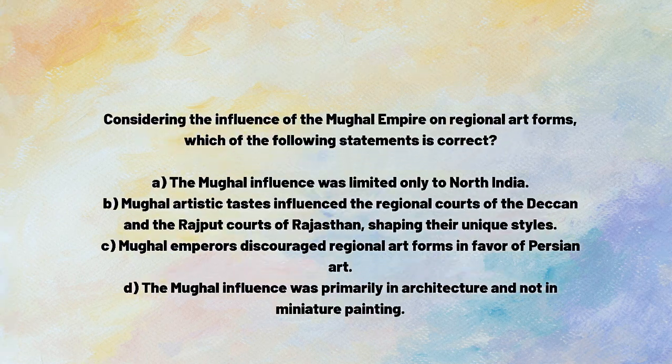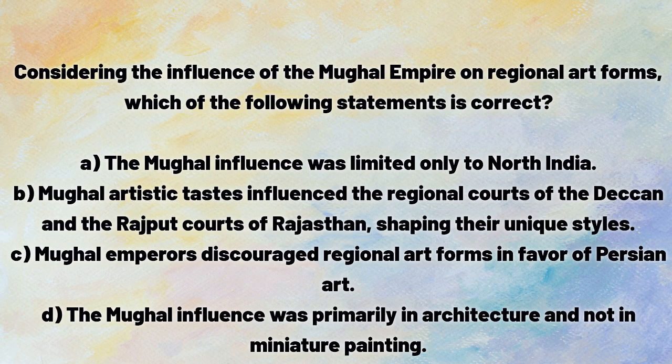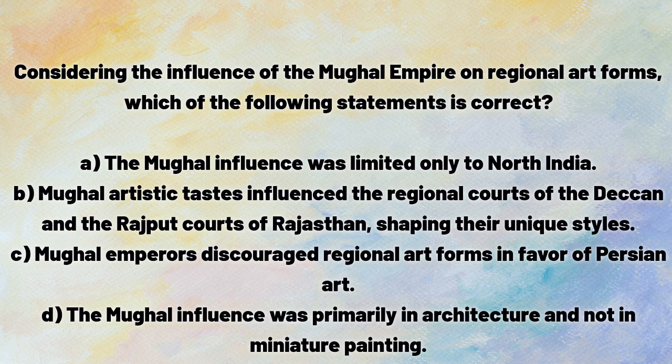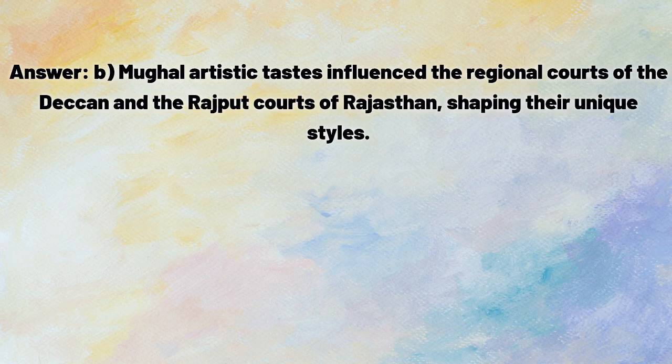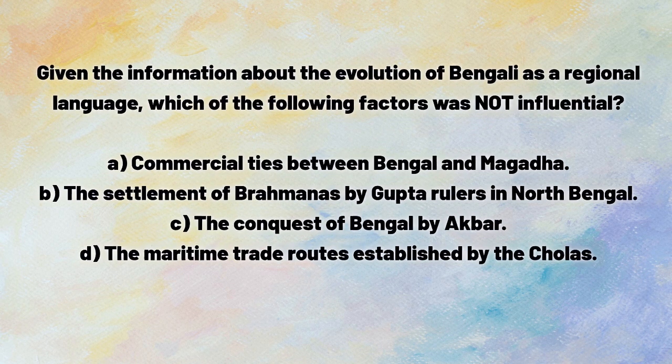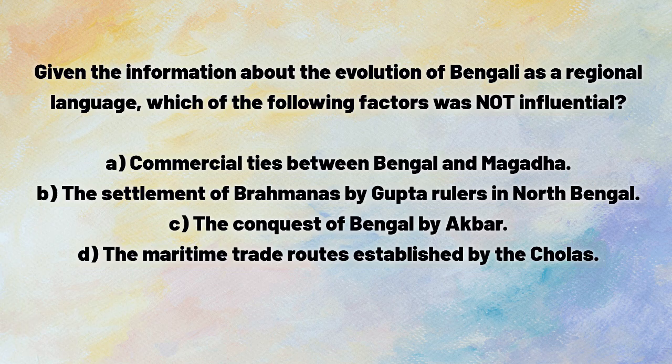West Bengal. Considering the influence of the Mughal Empire on regional art forms, which of the following statements is correct? A. The Mughal influence was limited only to North India. B. Mughal artistic tastes influenced the regional courts of the Deccan and the Rajput courts of Rajasthan, shaping their unique styles. C. Mughal emperors discouraged regional art forms in favor of Persian art. D. The Mughal influence was primarily in architecture and not in miniature painting. Answer: B. Mughal artistic tastes influenced the regional courts of the Deccan and the Rajput courts of Rajasthan, shaping their unique styles.